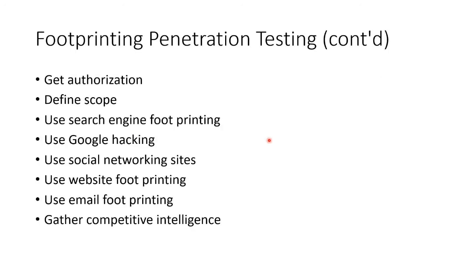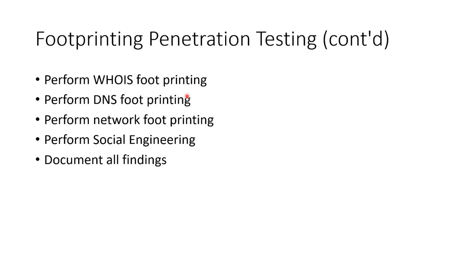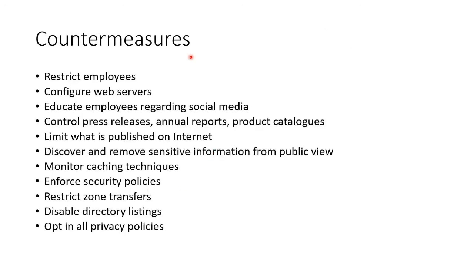So when you are going to footprint in your pen testing, you figure out the authorization, or you get the authorization to do it. You figure out the scope of how far you're going to go. You use search engines, you use Google hacking, you look at social networking sites and websites and email, you gather competitive intelligence, you do WHOIS and DNS and network footprinting, you do some social engineering, you document all of your findings. Now, part of what we're doing is to recommend countermeasures.